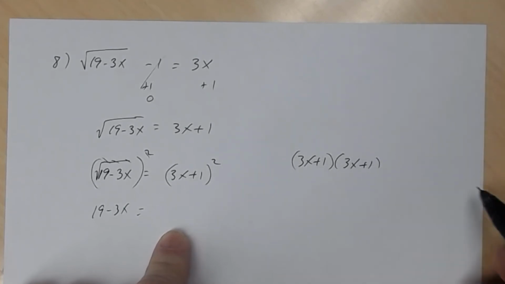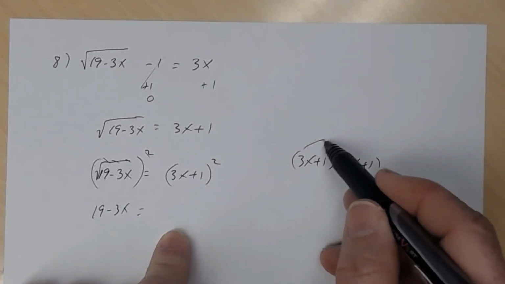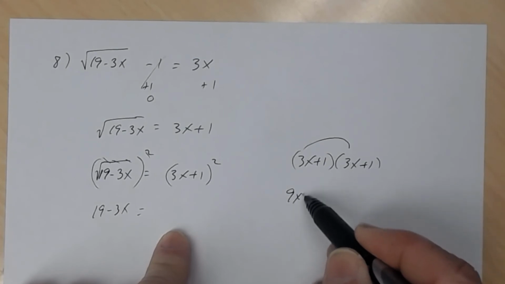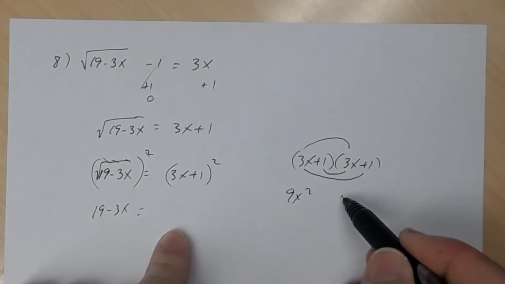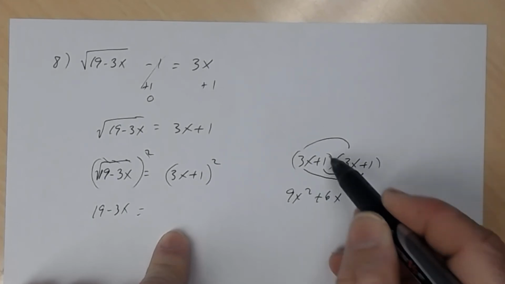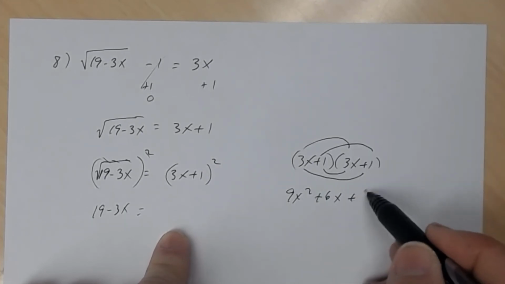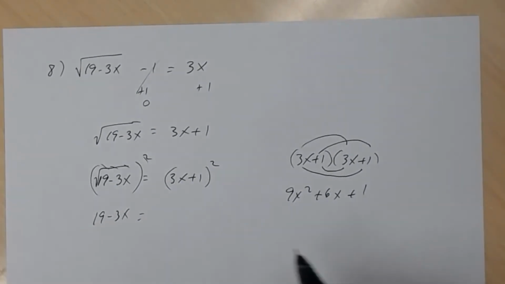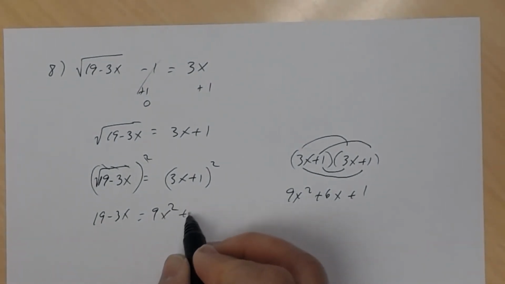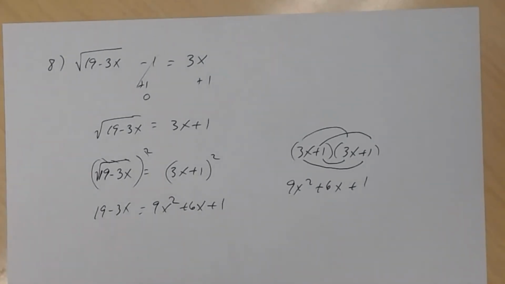All right, so FOIL it out. Write it out and then FOIL it. 3x times 3x is 9x squared. The outer is 3x and the inner is 3x, so that's 6x. And the last, 1 times 1 is 1. So this is what you get. So that goes here. So I get 9x squared plus 6x plus 1.